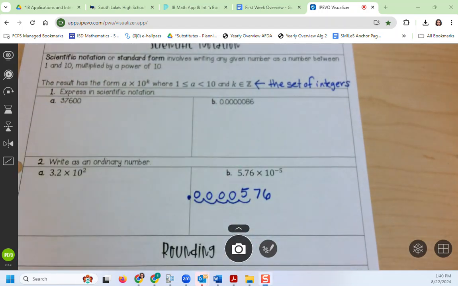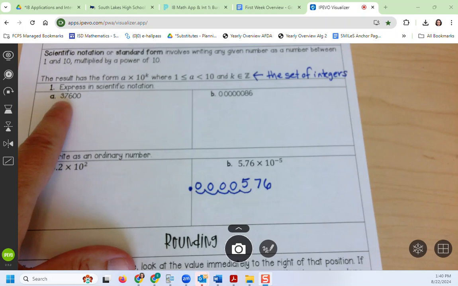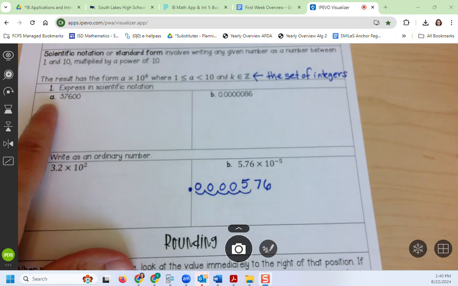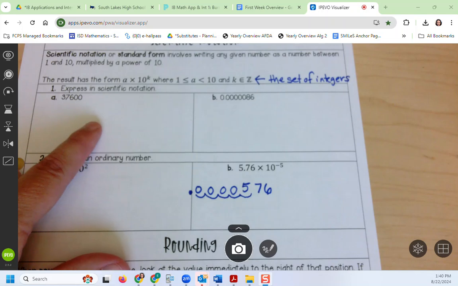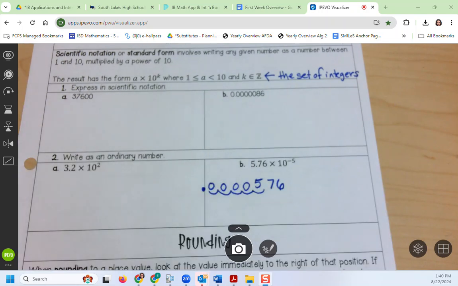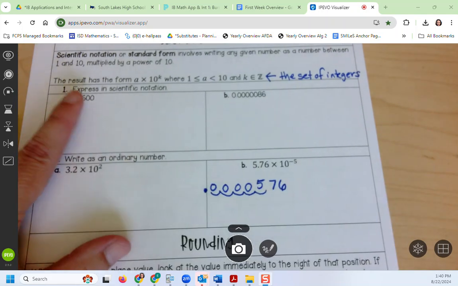All right, I saw some really good learning here because a lot of people were trying to figure out what that first number should be. Should it be 376? Should it be 37.6, 3.76, 0.376? There's a lot of options there, right? Does anybody want to raise their hand to explain how to choose the correct one?